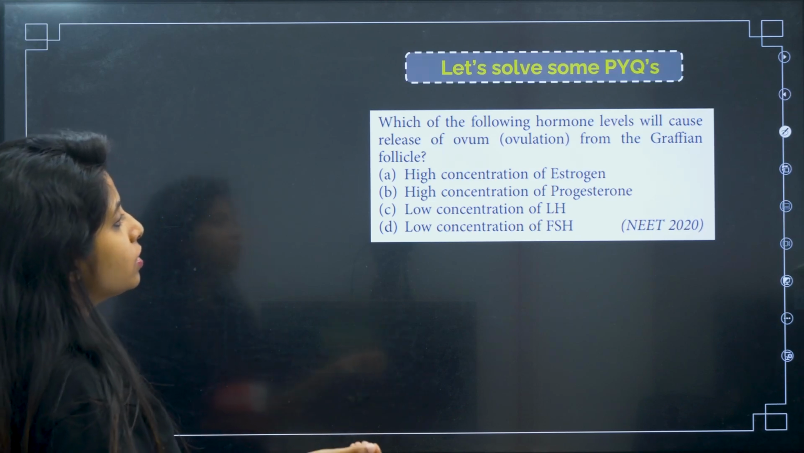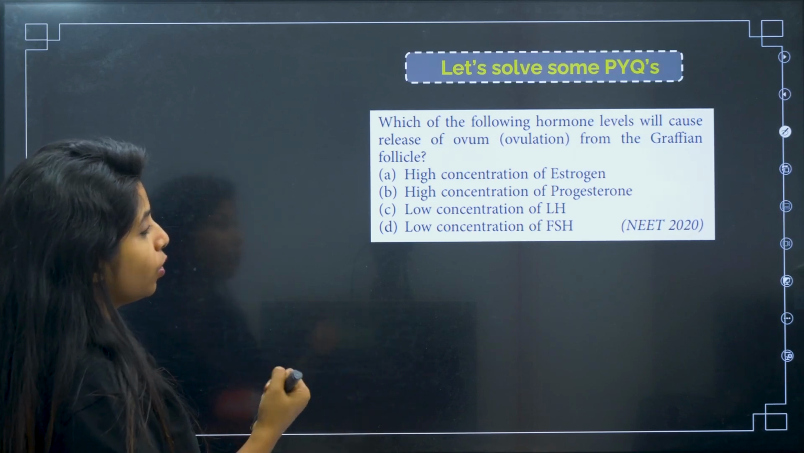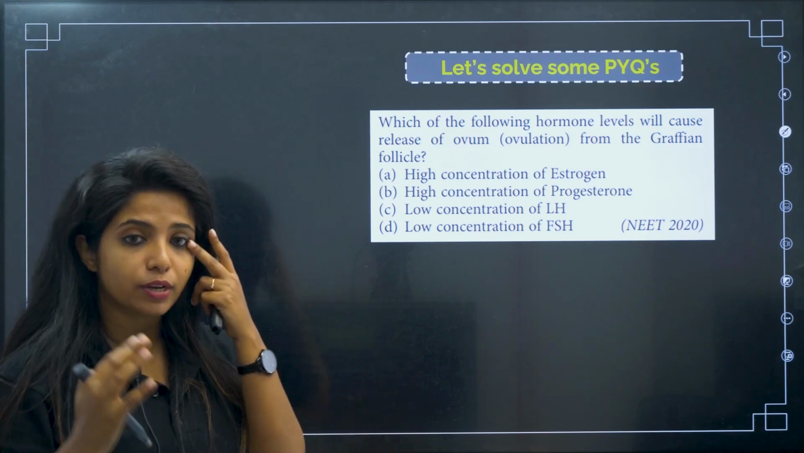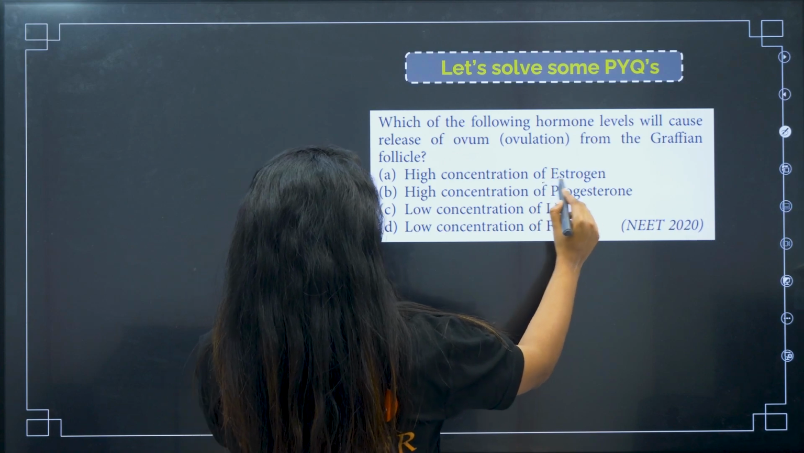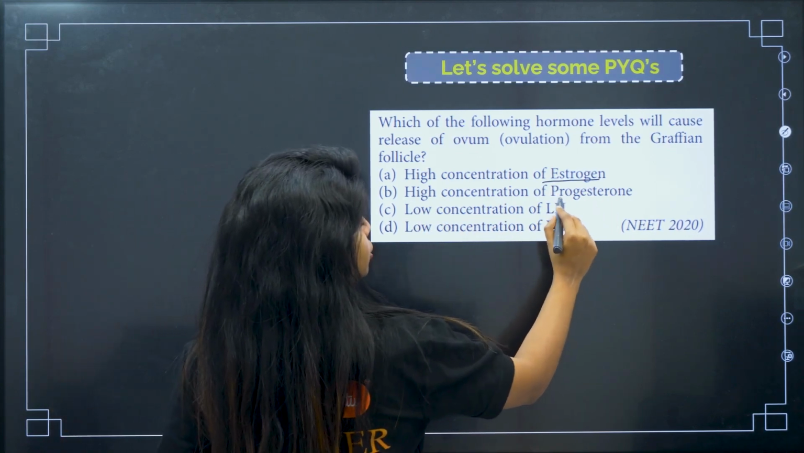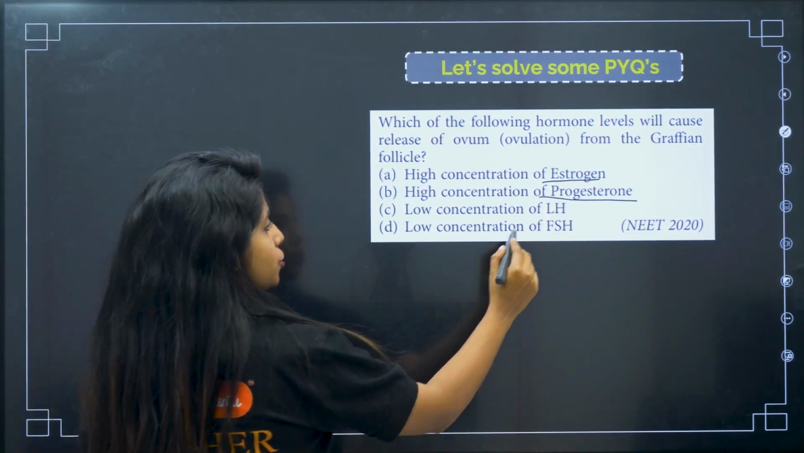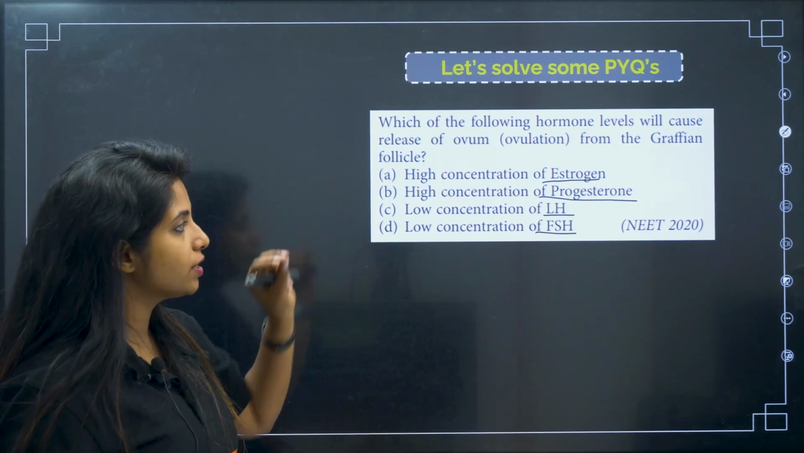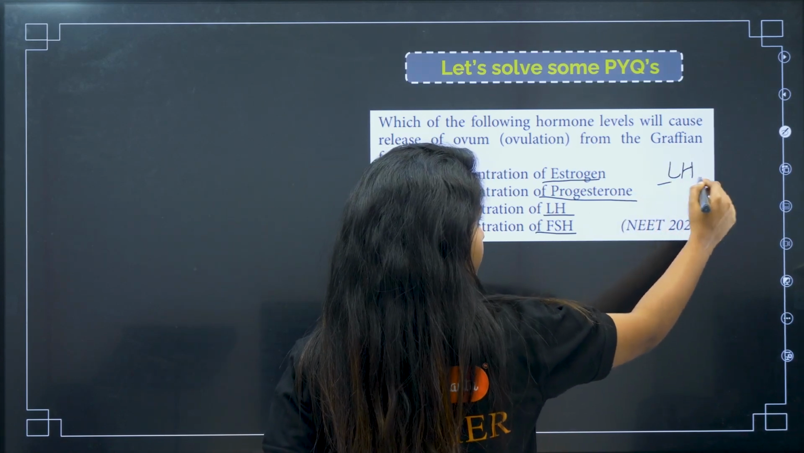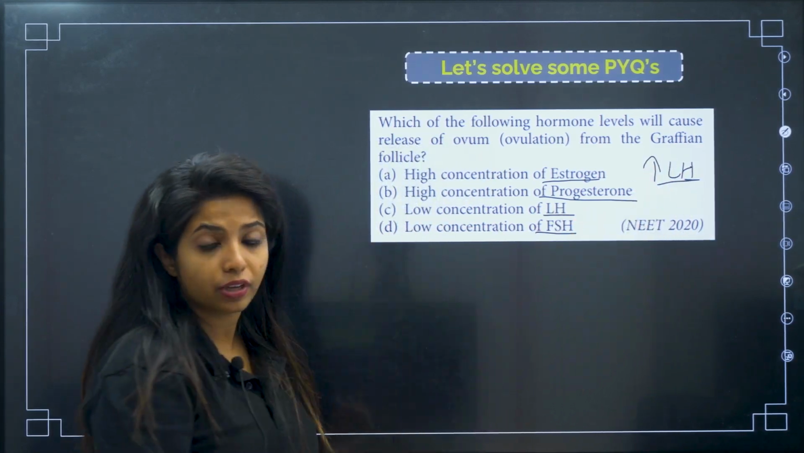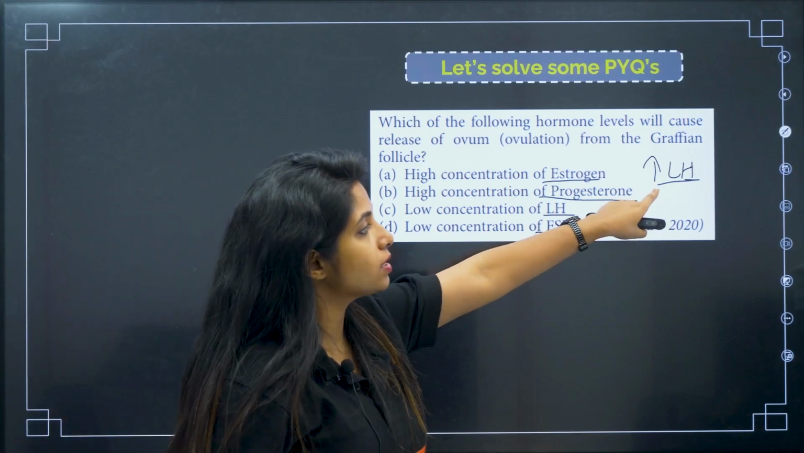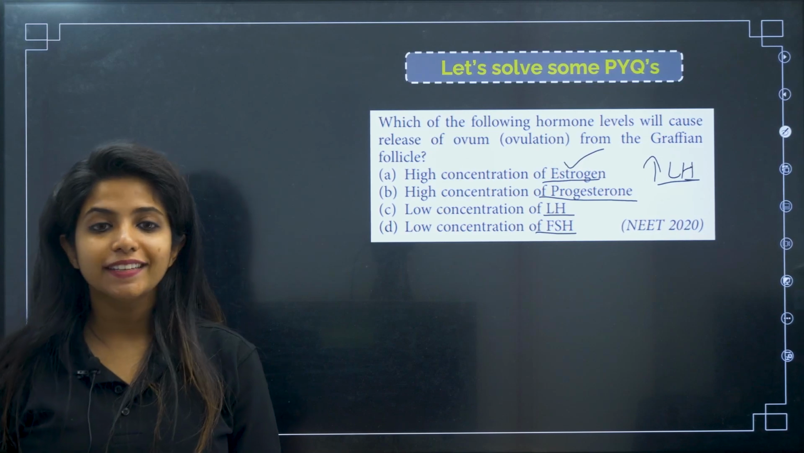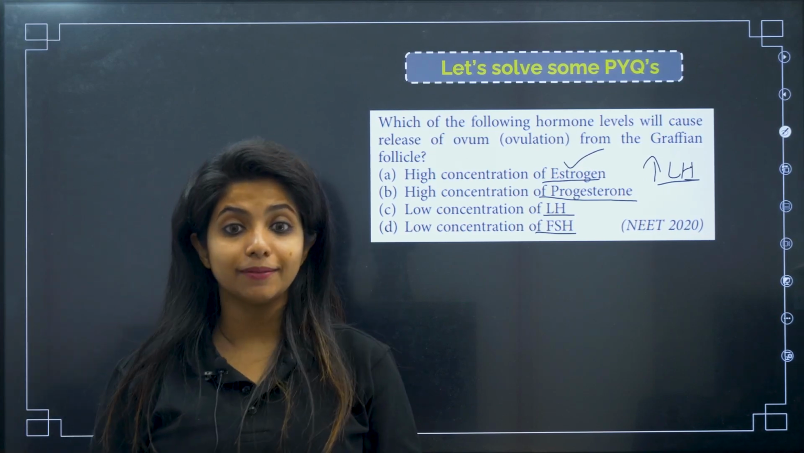Which of the following hormone levels will cause the release of the ovum from the Graafian follicle? Which of the following hormones will lead to ovulation, that is the question. High concentration of estrogen, high concentration of progesterone, low concentration of LH and low concentration of FSH. So I am pretty sure about one thing, that ovulation happens when the concentration of LH is high. Now if that is not an option given over here, then I will choose the next thing. What causes the increase of LH? It is estrogen. So it will be high concentration of estrogen. That came in NEET 2020.